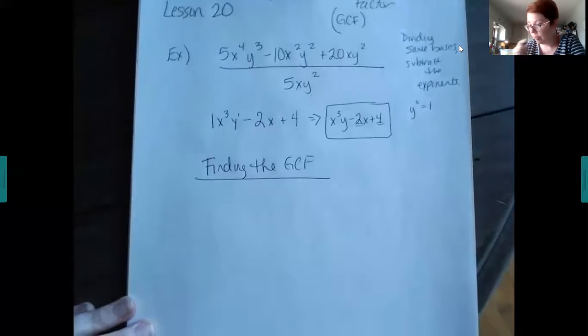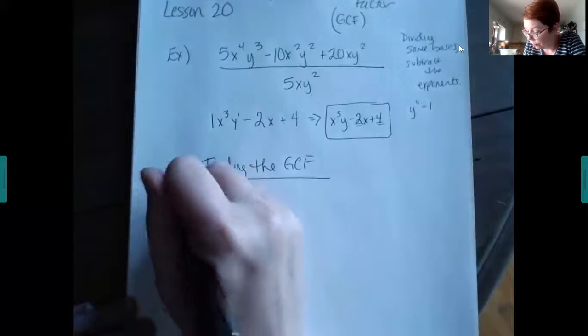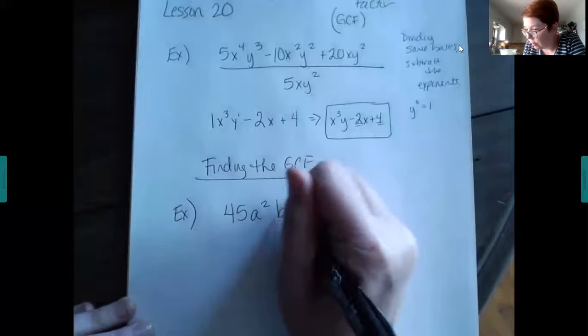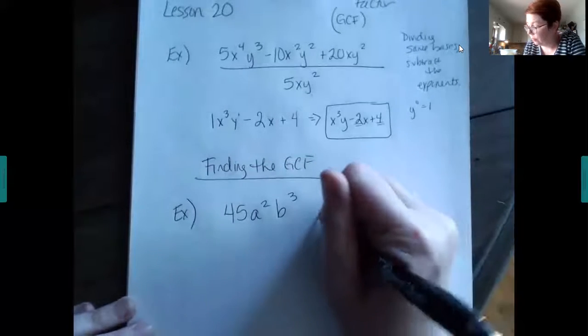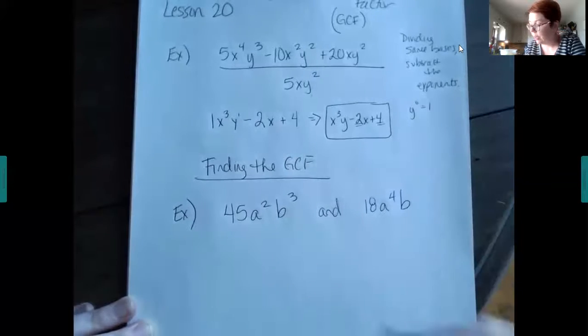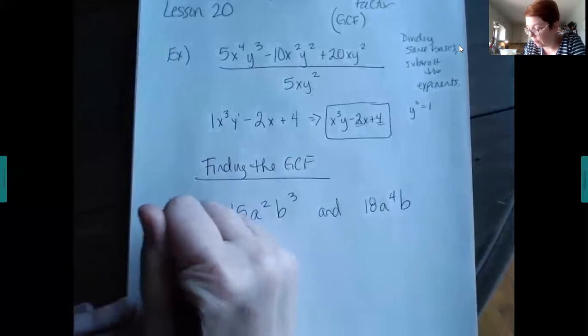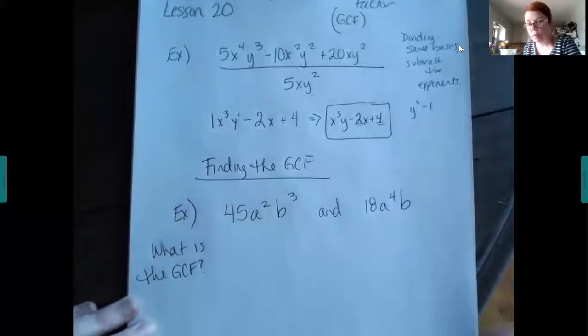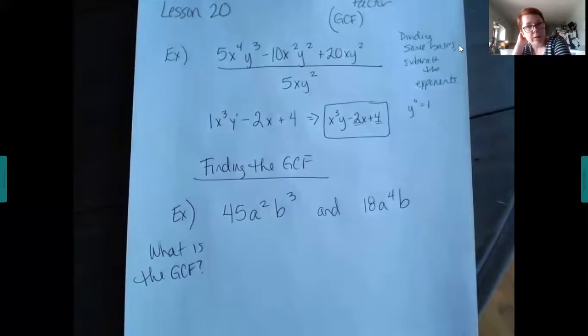So let's take this example here. If we have 45a squared b to the 3rd and 18a to the 4th b, and we're finding the GCF. Okay. In the homework, and other times I've seen this too, they go through what's called prime factorization of all these numbers. To me, that just seems like a lot.